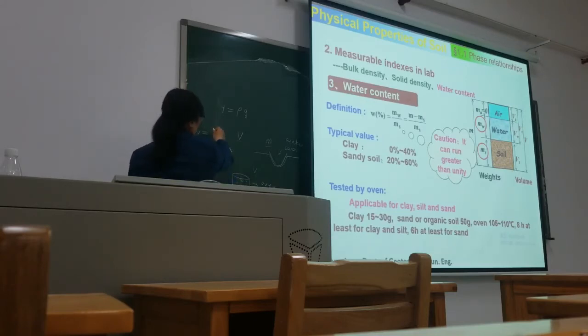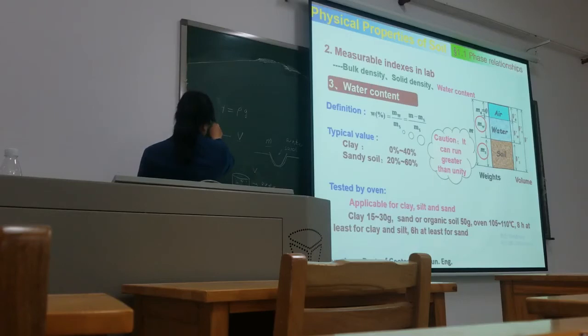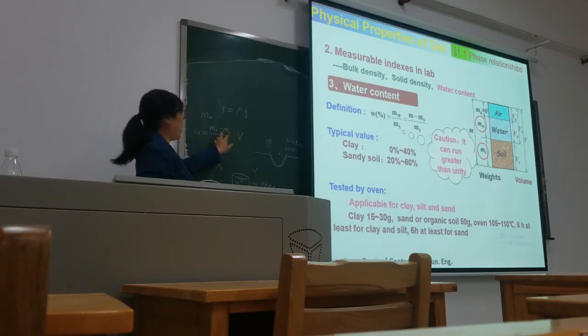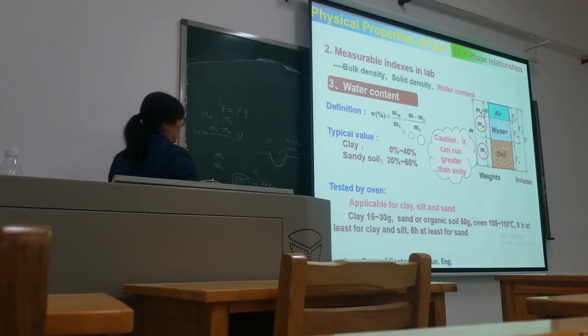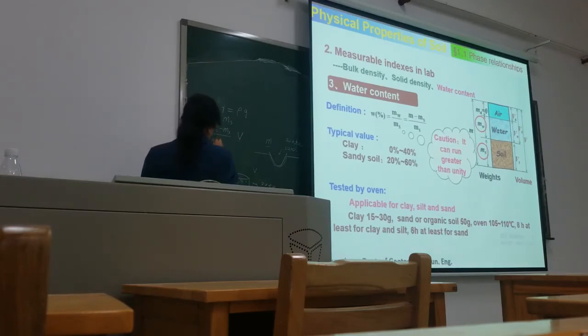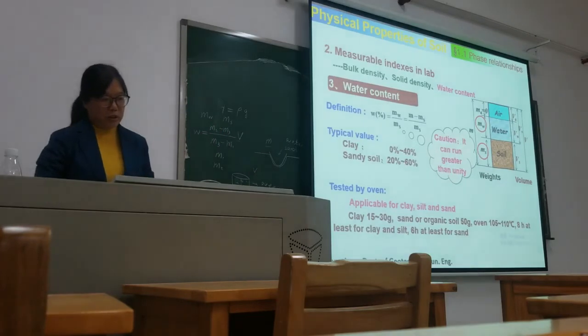And here, for the mass of water, we use M2 minus M3, okay? And here, the mass of soil grain, we use M3 minus M1, okay? Yeah. The water content.